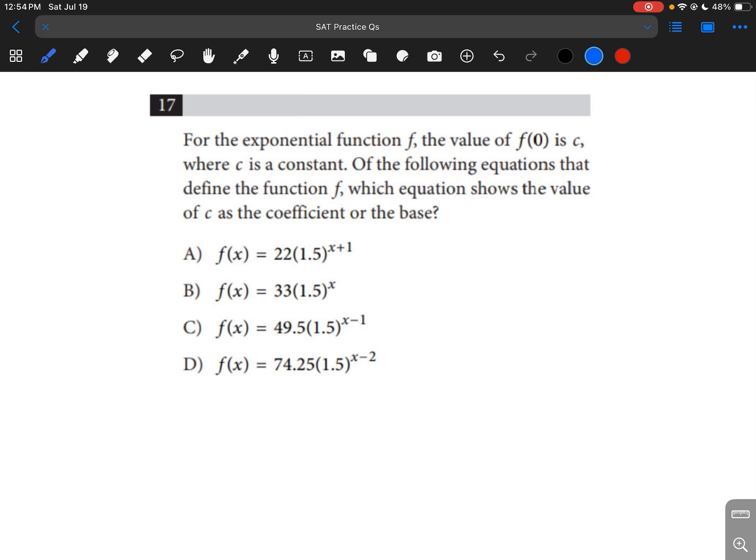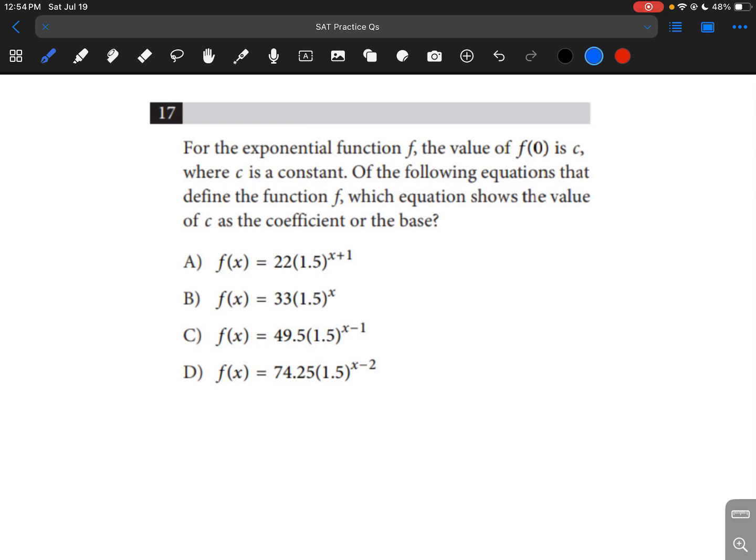So for this question, it's asking you to find the equation given a special circumstance, where if you plug in 0 to any of these answer choices, the coefficient, being what is the value at the beginning of each equation, is equal to the answer if you plug in 0 into that equation. And what you need to know is that anything raised to the 0th power is just 1.